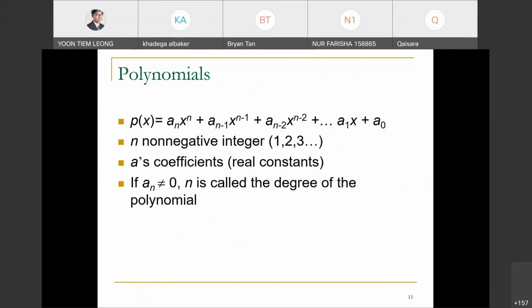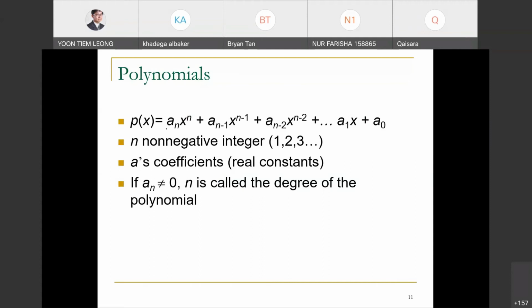Then we are also going to see polynomials. Polynomial function is also a very important type of function and it's very general. So you see polynomial functions everywhere in this class as well. So a polynomial function is made up of n terms.